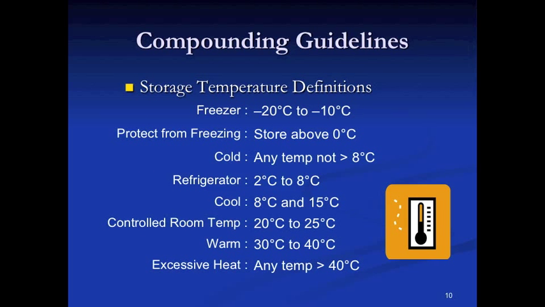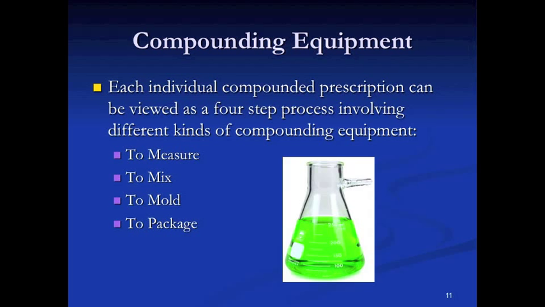Here's a list of definitions of different temperatures. I'll direct your attention to two major temperature ranges. Refrigerator temperature is 2 to 8 degrees Celsius, and controlled room temperature is defined as a range of 20 to 25 degrees Celsius. Each compounding process, measuring, mixing, molding, and packaging, has its own equipment.